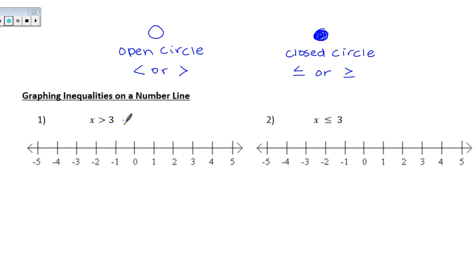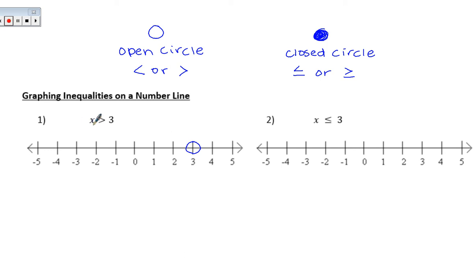So when we're graphing something like this first example, number 1, we have x is greater than 3. We're going to find that number on the number line, so we're talking about 3, and we're going to draw a circle right above it. Now, since we have the greater than sign and not the greater than or equal to sign, we're going to leave that as an open circle.